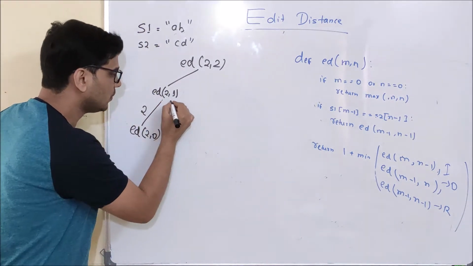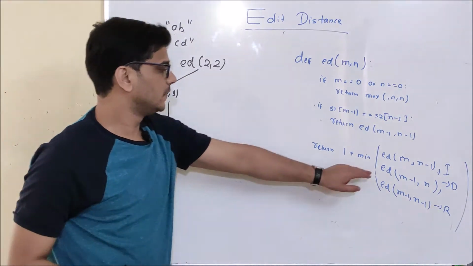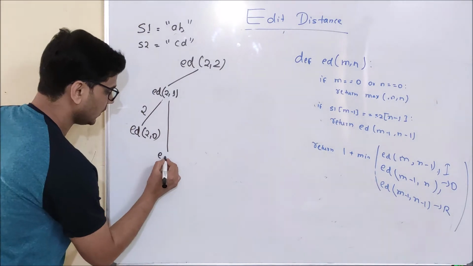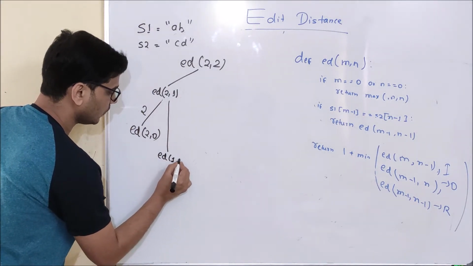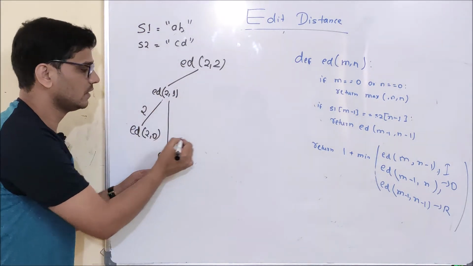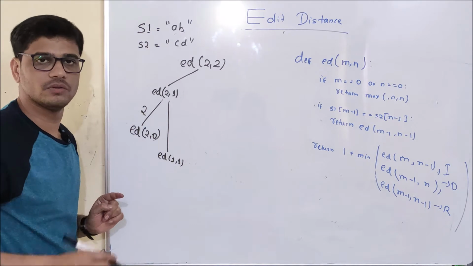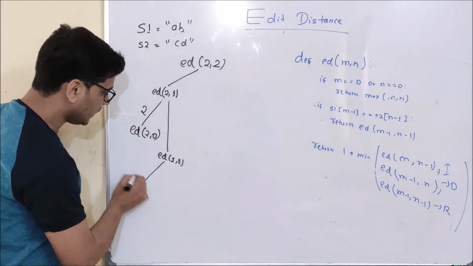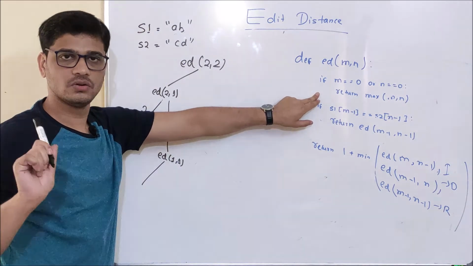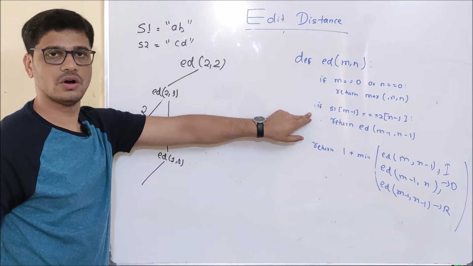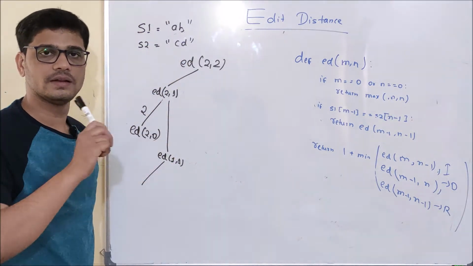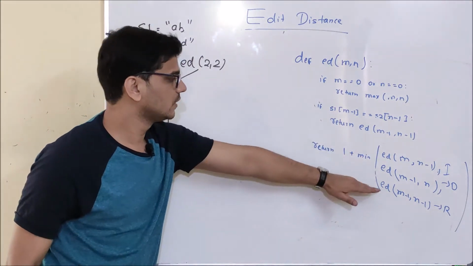Now it will perform deletion. Basically, it will make a function call to ed of m minus 1, n, so ed of 1, 1. Now ed of 1, 1 will go for its execution and the substitution part for ed of 2, 1 will be on hold. What will ed of 1, 1 do? This condition will be false, as neither m is 0 nor n is 0. And this condition will also be false, as the first character of this string is A and the first character of this string is C, and they are not equal. So control will come here.